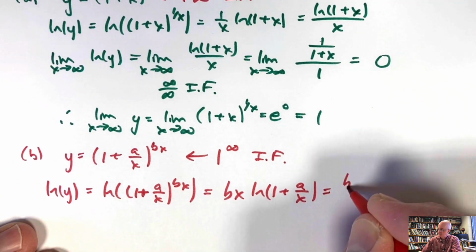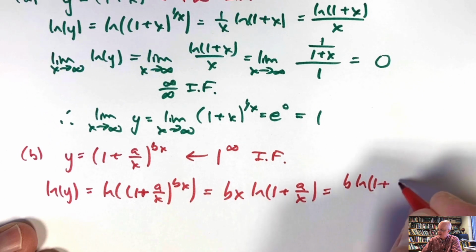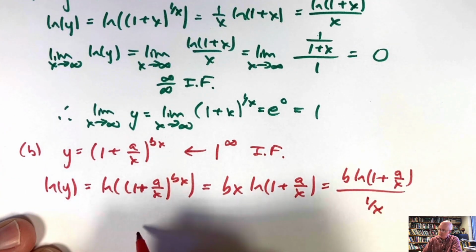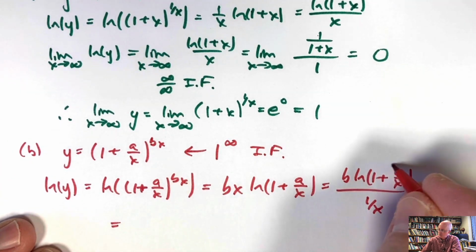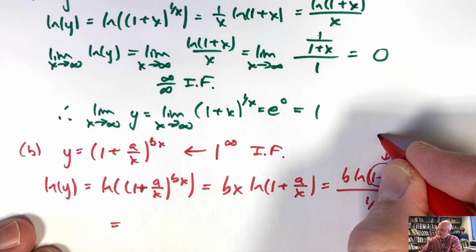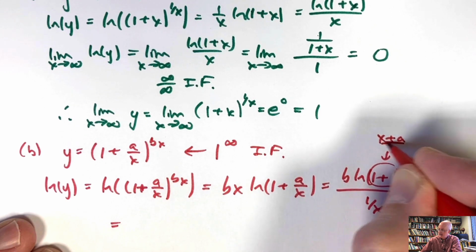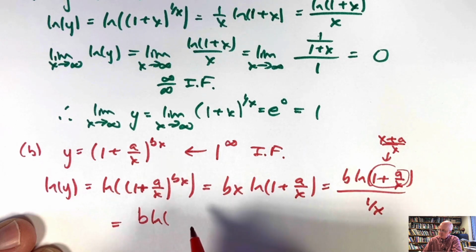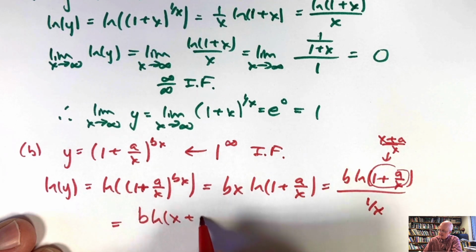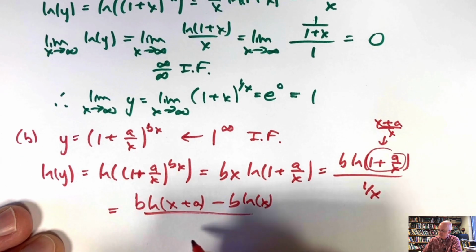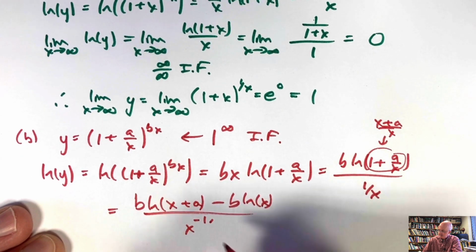We could write this function as b times natural log of 1 plus a over x, all divided by 1 over x. I think it might be helpful to go ahead and write 1 plus a over x as getting a common denominator of x, x plus a over x, and then use another property of logarithms to write this as b times natural log of x plus a minus b times natural log of x. That'll make taking derivatives easier. And the bottom is x to the negative 1 power.